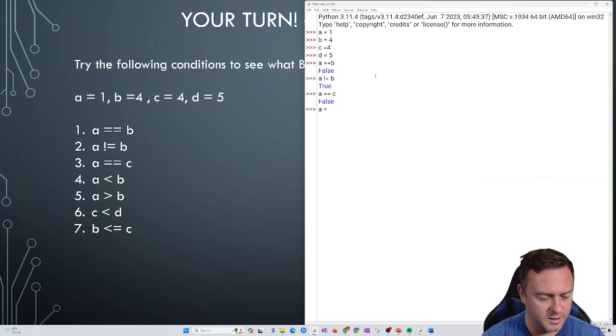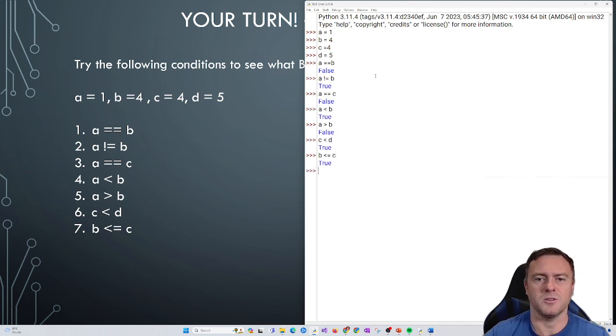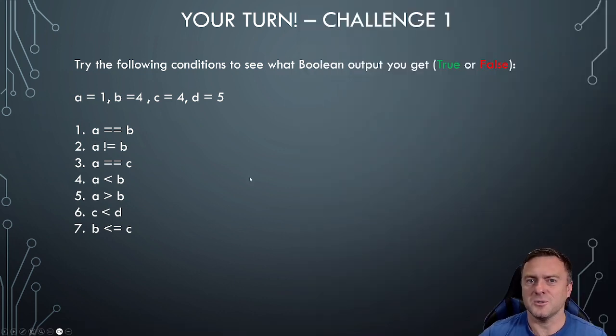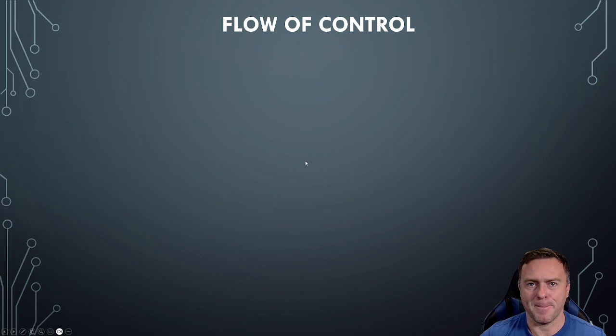Is A less than B? You get true. Is A greater than B? You get false. Is C less than D? You get true. And then is B less than or equal to C? You get true. Awesome. So hopefully you got those as well.